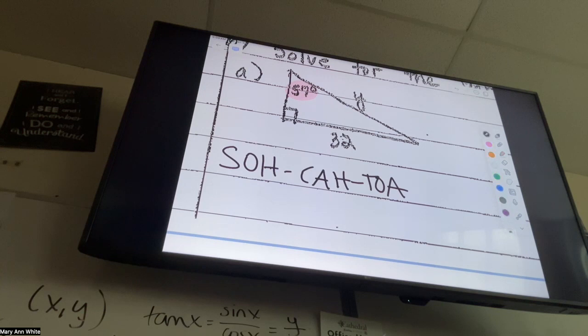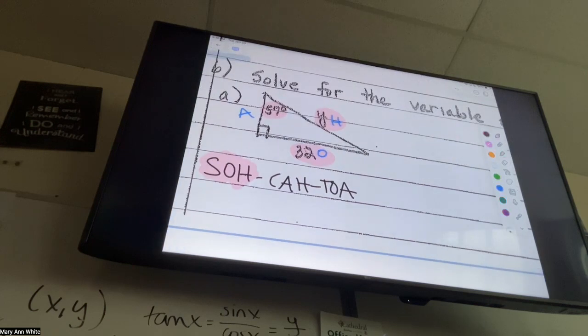What is my hypotenuse here? y. Good. What's my opposite here? 32. What's my adjacent? The other side, right? I have an angle, I have my opposite, and I have my hypotenuse. Which trig function am I going to use? Sine. The SO in SOHCAHTOA is indicative of sine. I know it's been a while, but we used to do this a lot. I'm going to do sine of my angle equals opposite over hypotenuse. So I'm going to write sine of 57 equals my opposite, which is 32, over my hypotenuse, which is y.